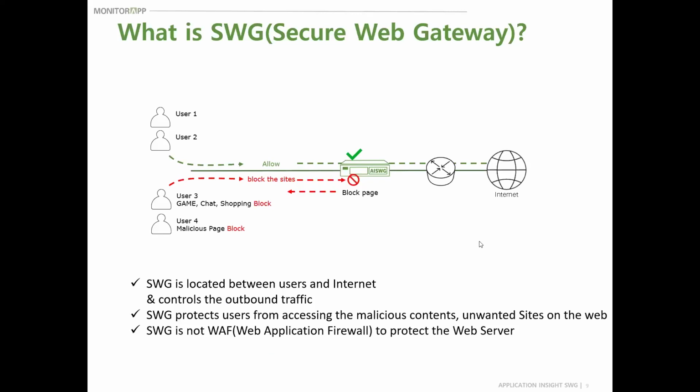As you see, SWG is located between users and the internet to keep the users secure from malicious contents download or accessing unwanted websites or applications. You may be familiar with the WAF, Web Application Firewall, to protect the website, which mainly controls the inbound traffic. But SWG is a bit reverse. SWG protects the client users, not a specific website, and controls the outbound traffic for the security policy.